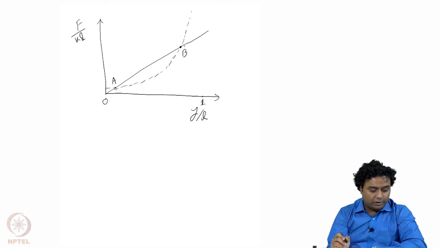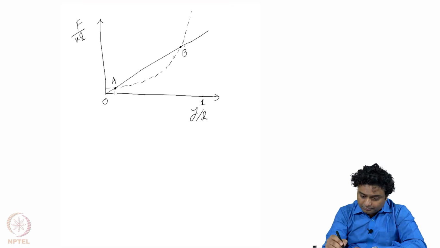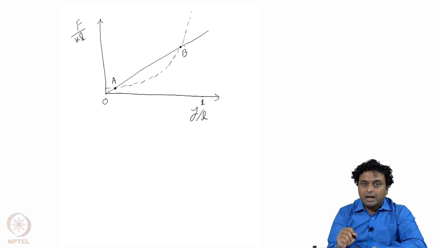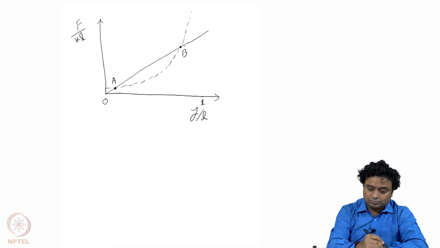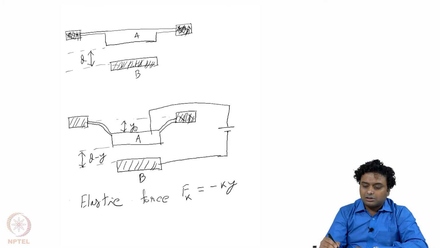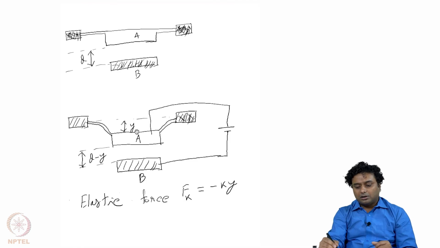Now, the interesting point you should note is that initially the gap is d, and there is no deflection. So y equal to 0, the displacement of the top plate is 0, and the elastic force is 0. But there is a certain value for the electrostatic force, and that will start pulling in the top plate.